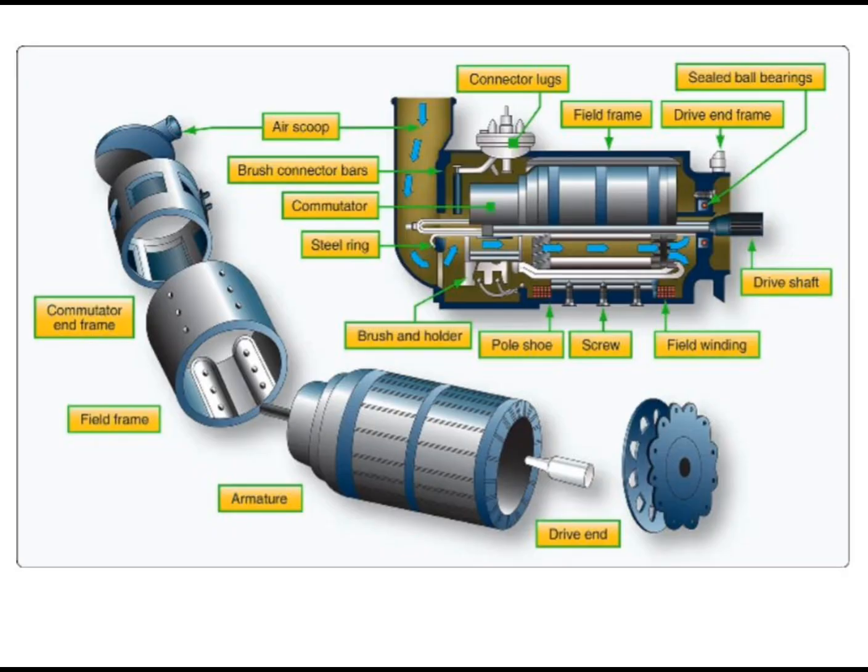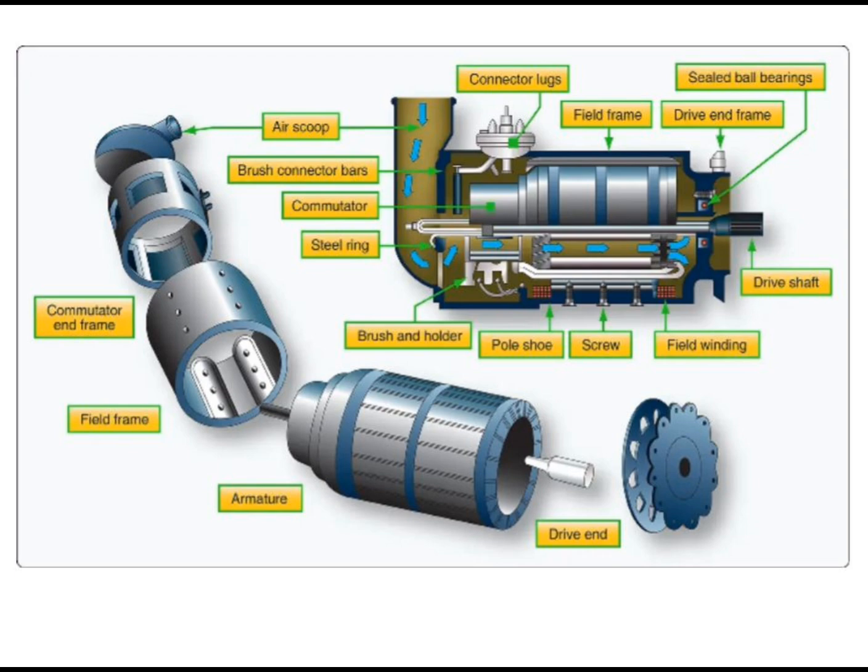DC motor. A DC motor is a device that converts direct current electrical energy into mechanical energy. In simple terms, it changes electricity into motion. DC motors are commonly used in devices that require control, speed, and torque, such as electric fans, conveyor belts, cranes, elevators, and electric vehicles. The working principle of the DC motor is based on electromagnetism.